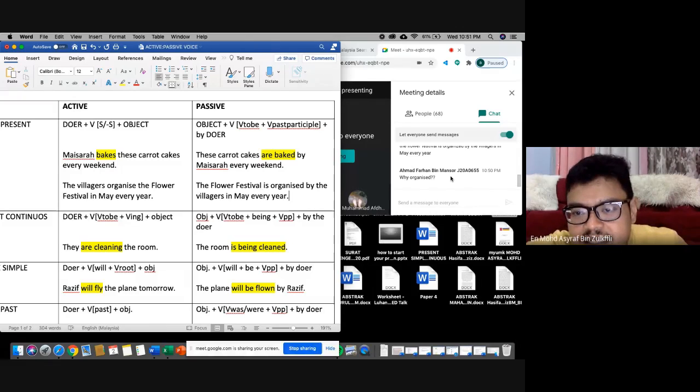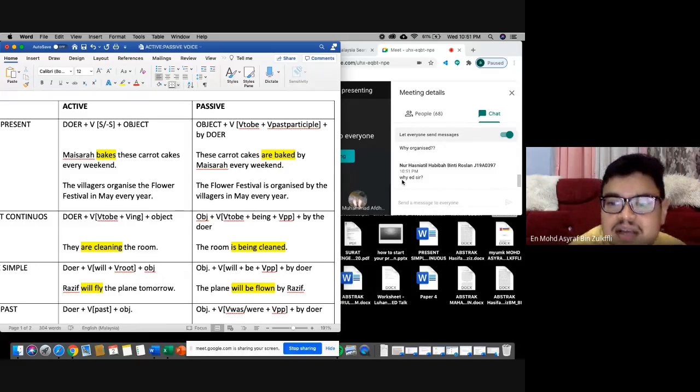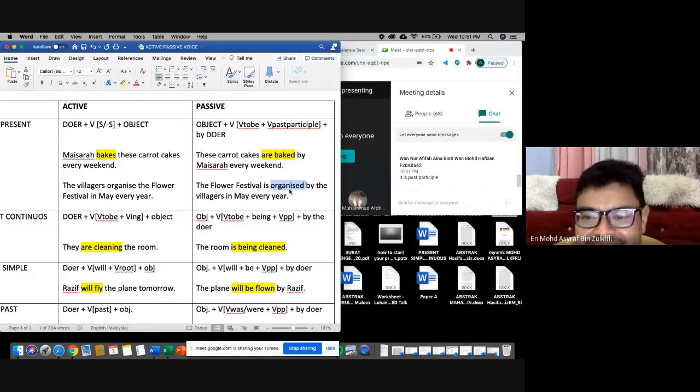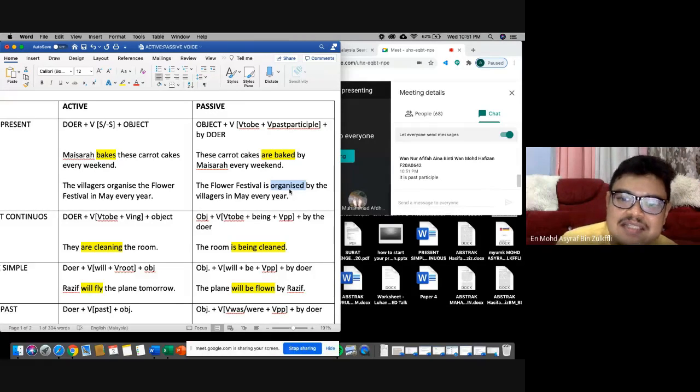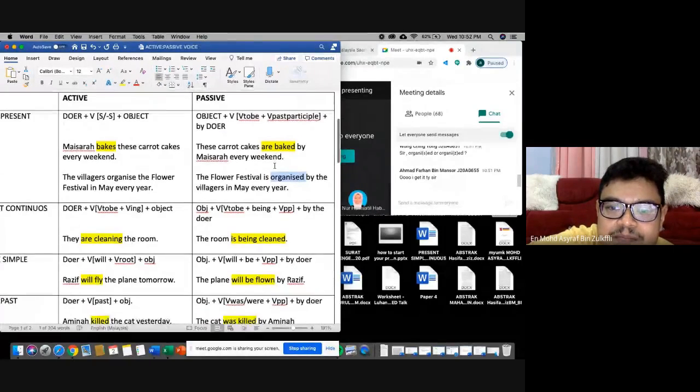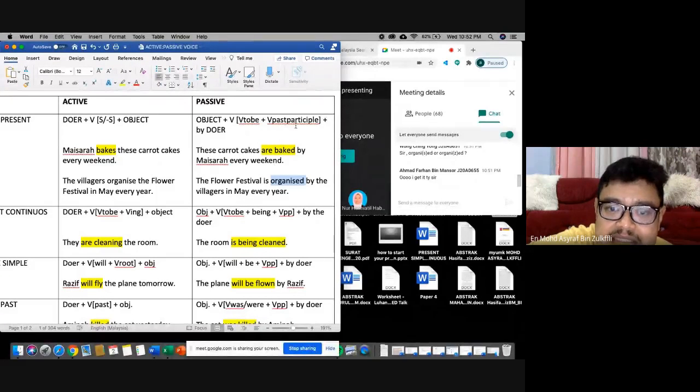That is a very good question, Ahmad Farhan. Why is it organized? Why ED, right? Nur Hasniatul Habibah also have the same question. So organized here. Is it past tense? Kenapa ni present tense ni past tense? Is it past tense? No, it is the past participle. Why we add ED is because organized is the past participle for the verb organize, right? I see. Okay, faham? So this is not actually the past tense. This is a past participle.